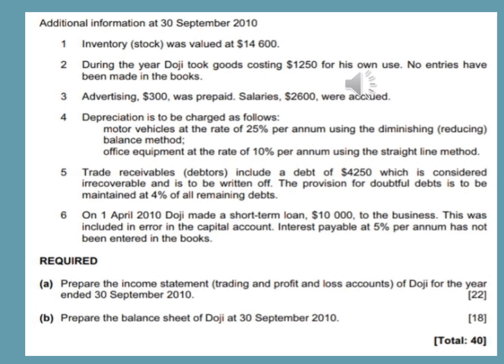During the year Doji took goods costing $12.50 for his own use. No entries have been made in the books. The entry for this will be purchases credited and drawings debited. Means it will be subtracted from the purchases and it will be added to the drawings already given in the list of balances. These are the two places that it will come.